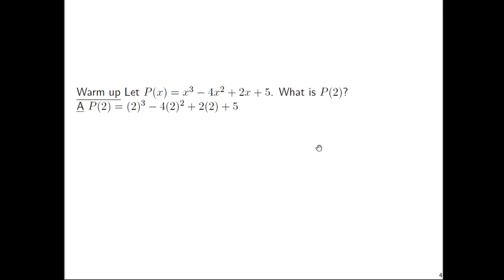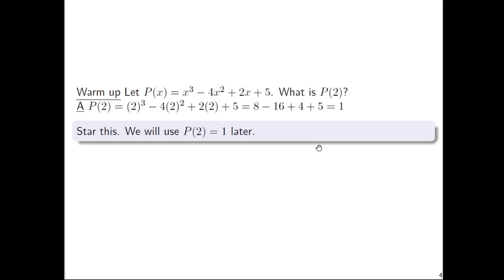Replace every x with a 2, and you have p of 2 equals 2 to the third minus 4 times 2 to the second plus 2 times 2 plus 5, and this should eventually equal the number 1. Now, I know this warm-up seems a little silly, but we are going to use this information. So, taking the function x cubed minus 4x squared plus 2x plus 5, p of 2 simplified to 1. And we will use this later, so hold on to that information.